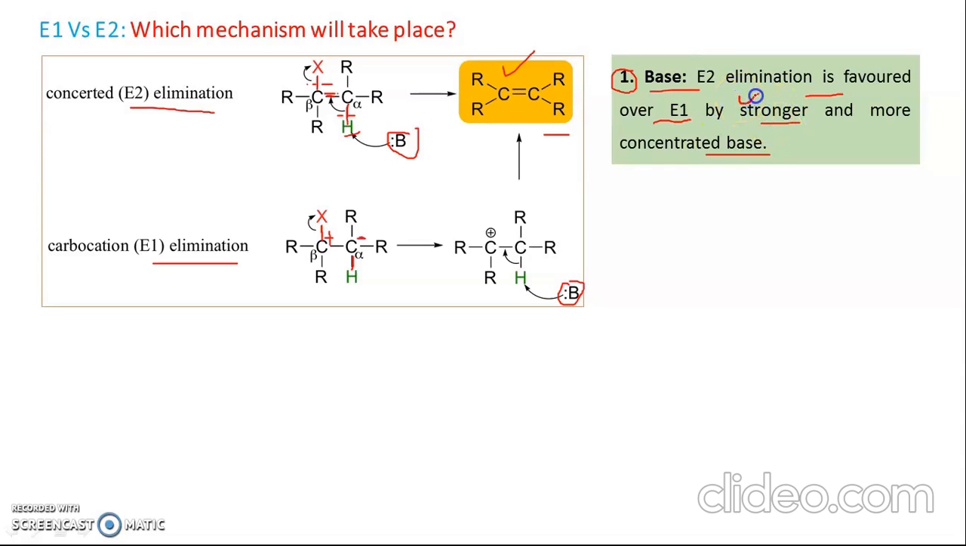then E2 elimination will be favored, and also by a strong base. If your base is very weak, it will probably go through E1, because it doesn't matter whether your base is strong or weak in the case of E1. But again, if the base is stronger, and you are taking the same reaction conditions and same substrate combination, then obviously E2 will be favored over E1. So that is all about the base.